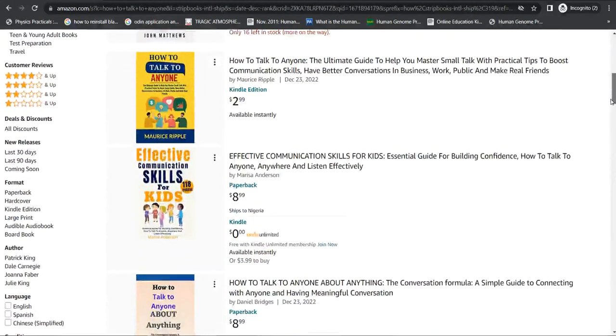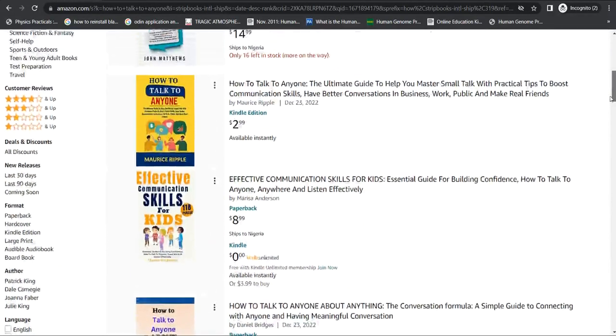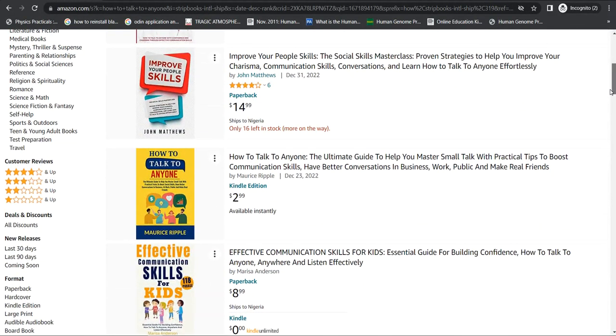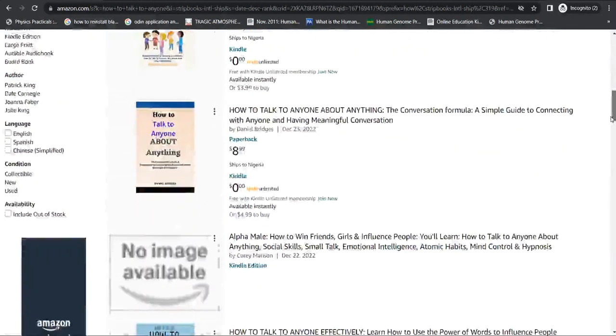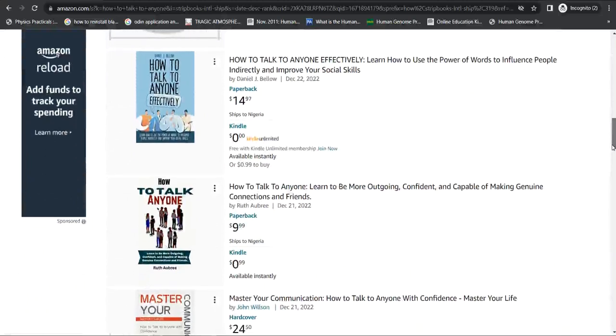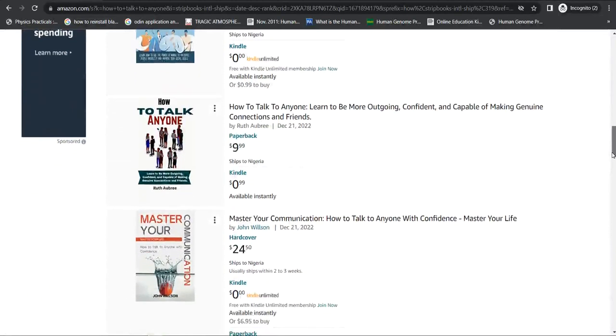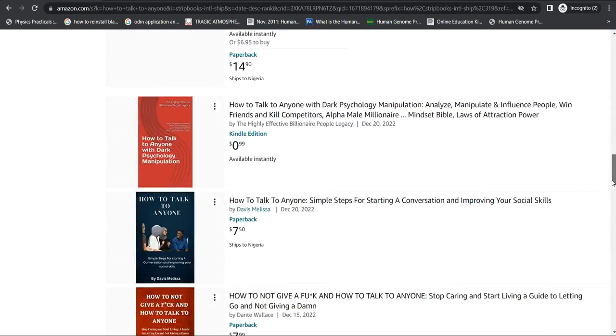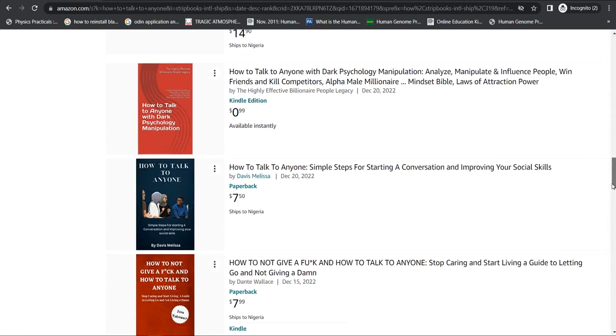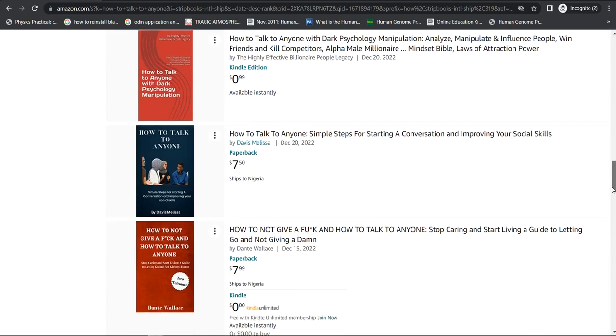But even at that, How to Talk to Anyone, Effective Communication for Kids. It's these books that have "how to talk to anyone" as their title that would finally, in the long run, outperform these other books, except if the author is someone that is very, very popular. He has audience, he has brand, so he doesn't need to stress himself much. He just needs to create the book, and then email his audience, and then they'll buy his book. But we are still trying to build a brand on Amazon. It's important that you embed your keyword in the title.